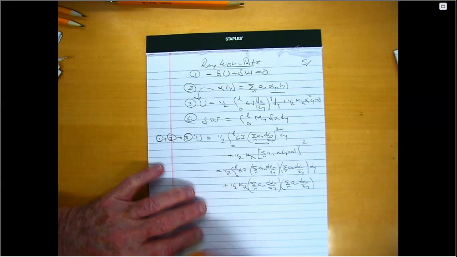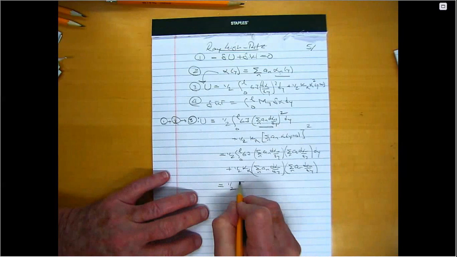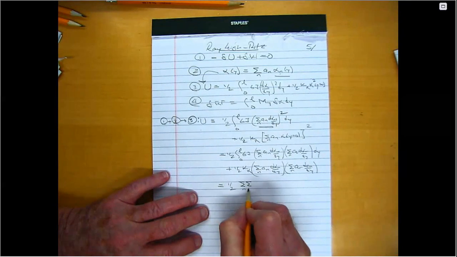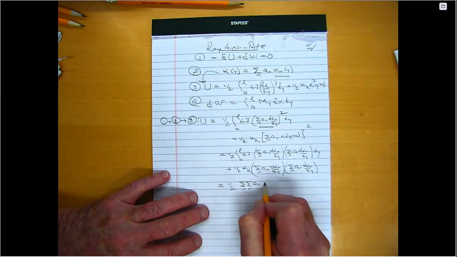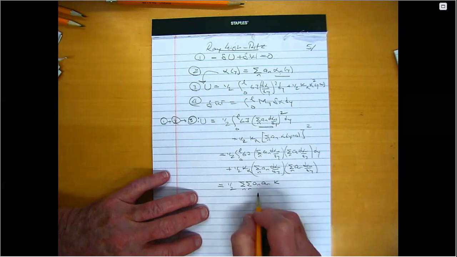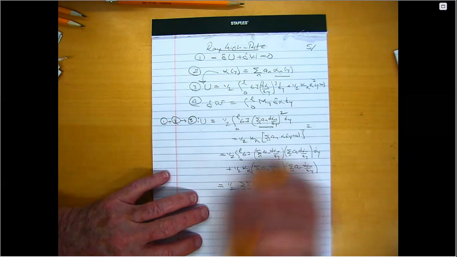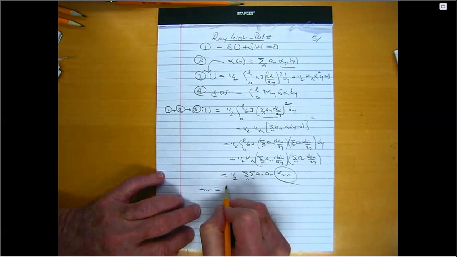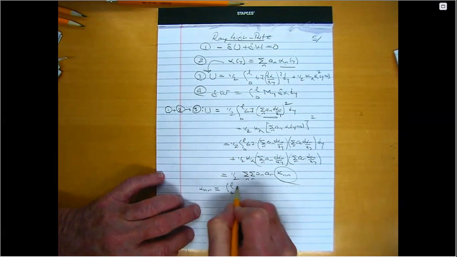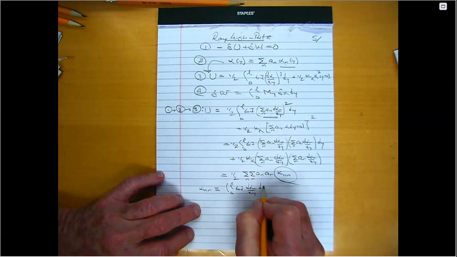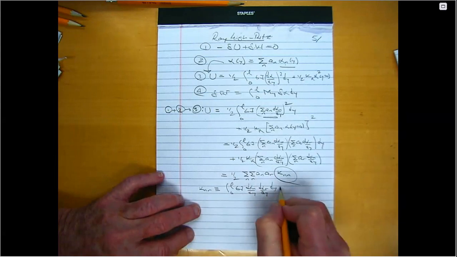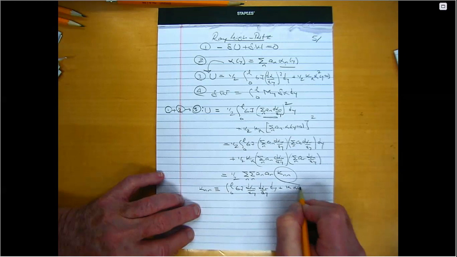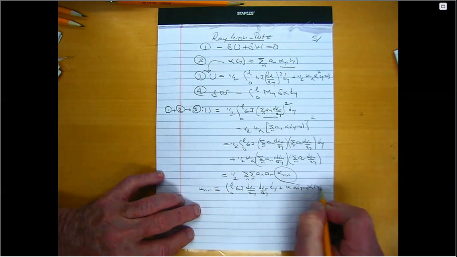Right? And now I can collect terms. First of all, I have 1/2. That's always nice. Now I have a double sum over n and r, a sub n, a sub r. Now I'm going to call this A sub nr, which is the coefficient that takes into account all the other stuff. And what is it? A sub nr is defined as the integral from 0 to L, GJ, d alpha n dy, d alpha r dy, dy, plus K, alpha n at y equals 0 times alpha r at y equals 0. Right?